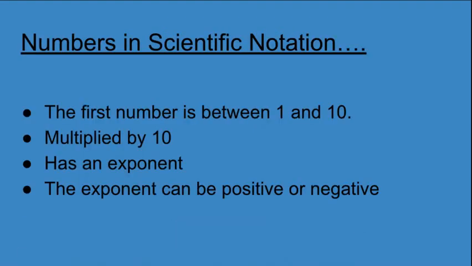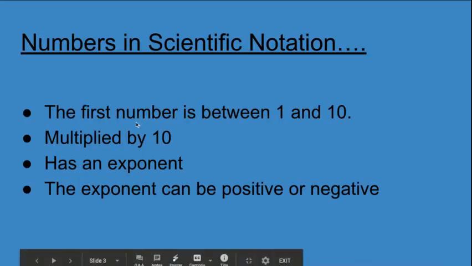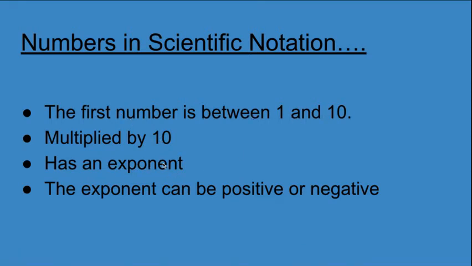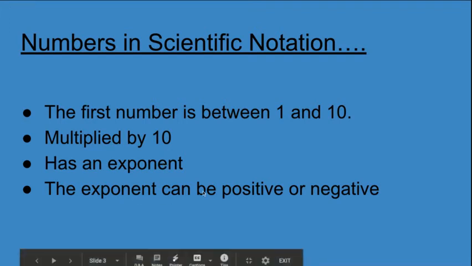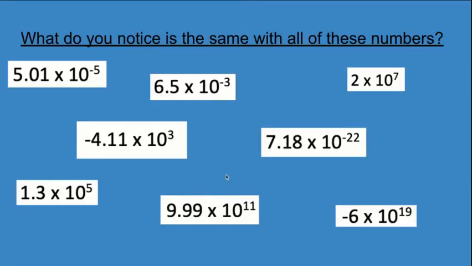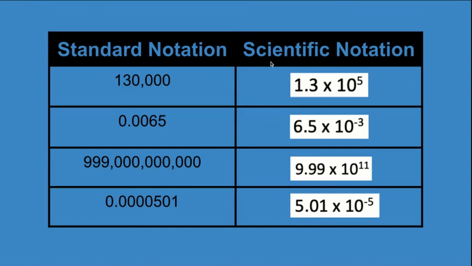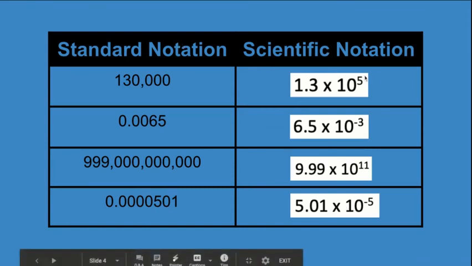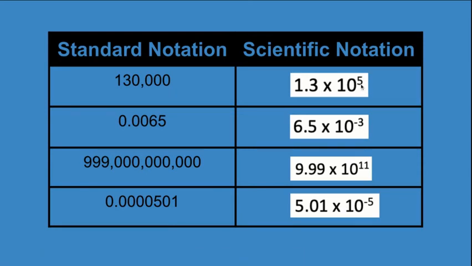And here we can also organize these ideas. They're all multiplied by 10. The first number is between 1 and 10. They all had an exponent. Notice the exponent could have been positive or negative, and we can look at that here. So these are some numbers we saw on the previous slide. Some have negative exponents and some have positive exponents.